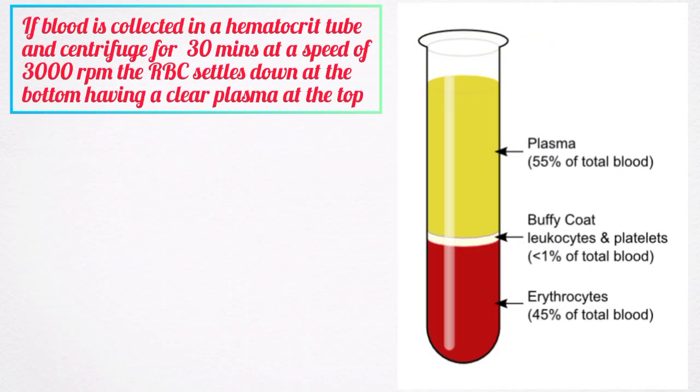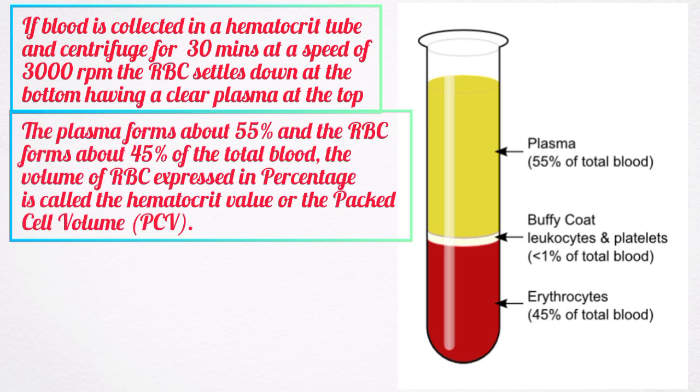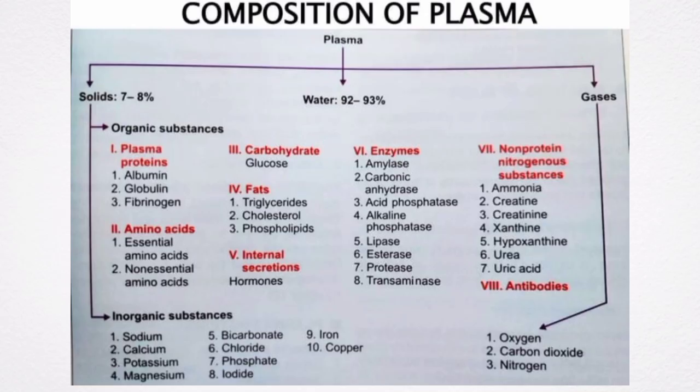If blood is collected in a hematocrit tube along with a suitable anticoagulant and then centrifuged for 30 minutes at a speed of 3,000 revolutions per minute, the red blood cells settle down at the bottom, having a clear plasma at the top. The plasma forms about 55% and the red blood cells form about 45% of the total blood. The volume of red blood cells expressed in percentage is called the hematocrit value, or packed cell volume. Plasma is a straw-colored clear liquid.